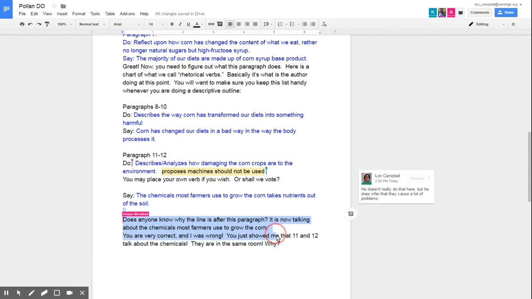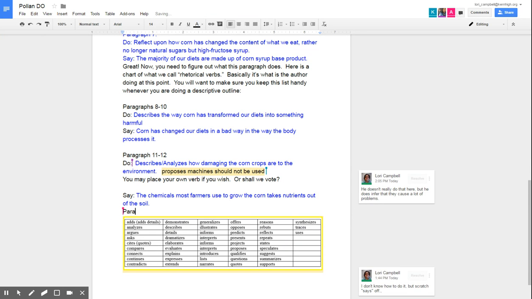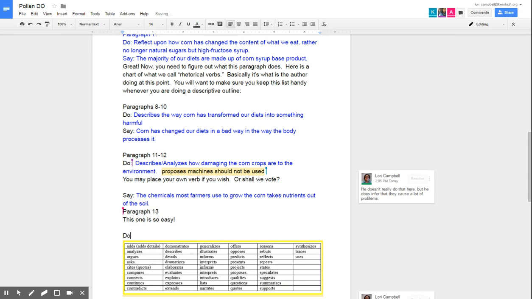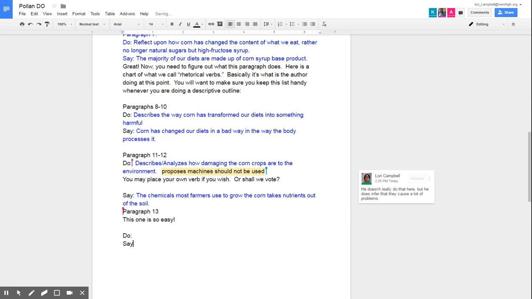So now we're going to go to the last one, paragraph 13. This one's easy. They're in the same room. Yeah, that's what we, because like you said, they're both talking about the chemicals that we use. So they should be in the same room.